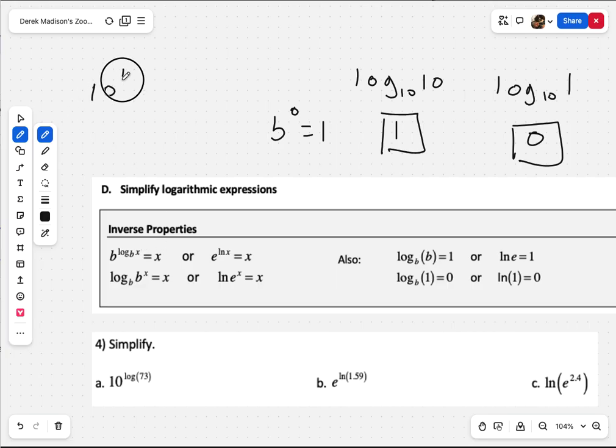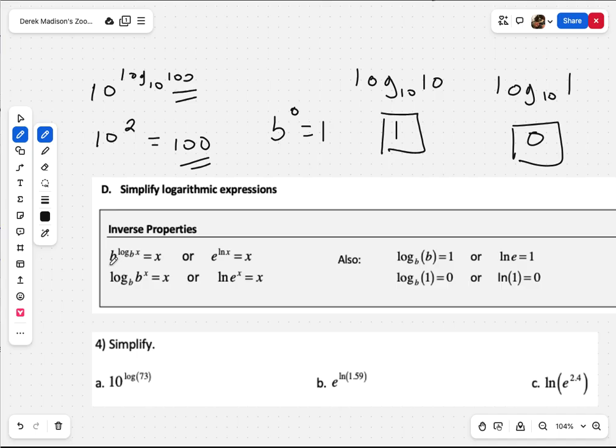Here's how come. If I have 10 raised to log base 10 of 100, log base 10 of 100 asks, what power do I raise 10 to get 100? And that answer would be 2. And then we're raising 10 right back to that exact same exponent. And there we are back at 100.